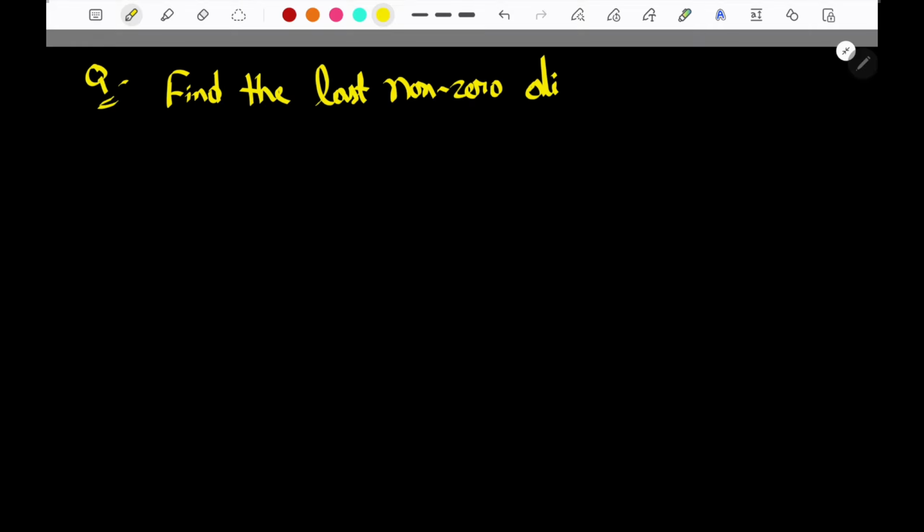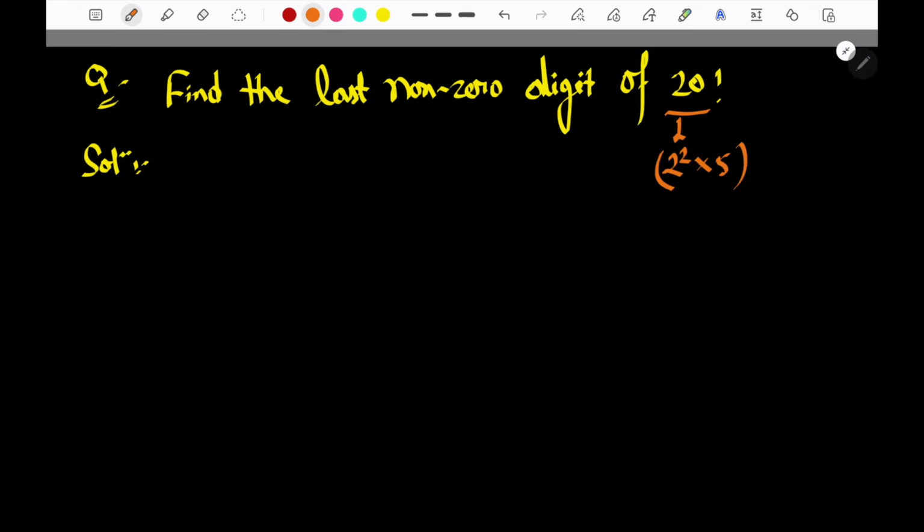Next question says, find the last non-zero digit of 20 factorial. Last non-zero digit of 20 factorial. Now how do we find this? This may be tough. So what's the procedure? How do we proceed? 20 factorial is formed how? It is written in terms of 2 to a power and 5 to a power. That is the prime factorization of this.